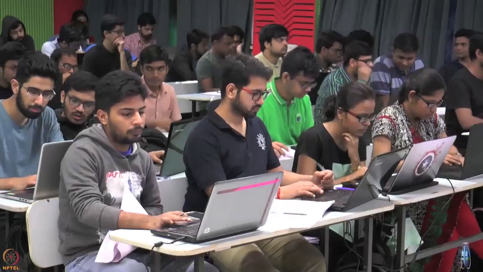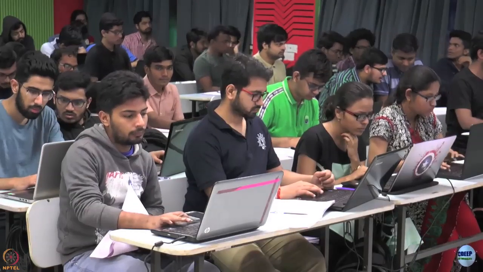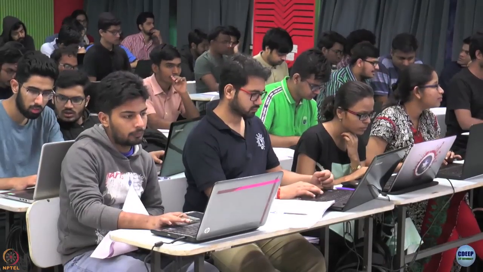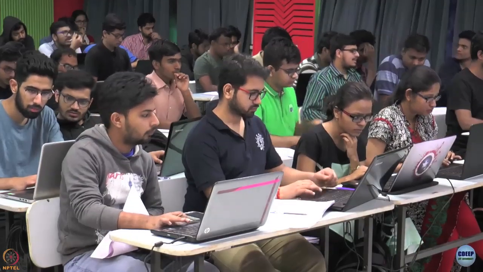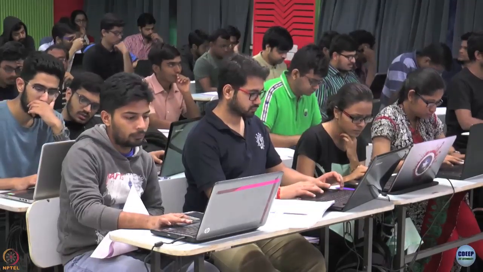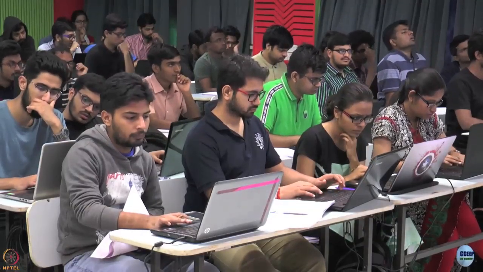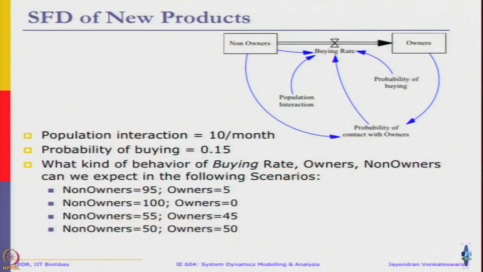Yeah, so this is the model, this is how it should look. The values to be entered are also given there. I urge you to go ahead and build this model. We can start with the first scenario. As you can see, in all the scenarios, the total population is 100. New product diffusion class, that is the name of the file. Download it and open in WinSim.